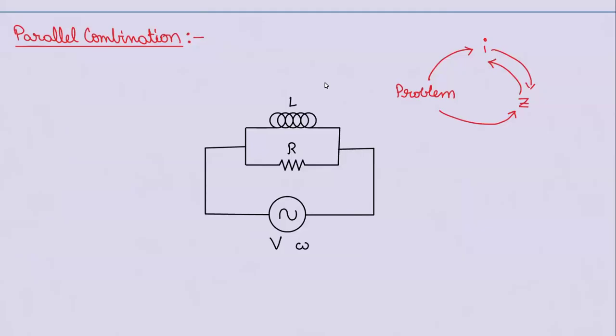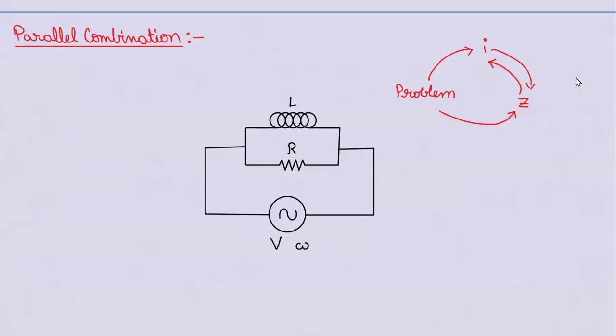Today we discuss parallel combination. Now I'll explain how to deal with it. We have two approaches when we have a problem. Calculate individual currents in each segment, and then find the net current. From the net current, you can find the impedance, or else find individual impedances, and then get the net impedance from that net current. The two approaches are there.